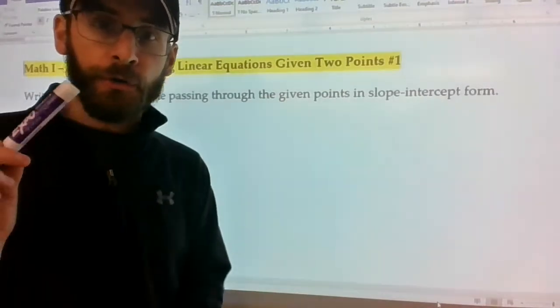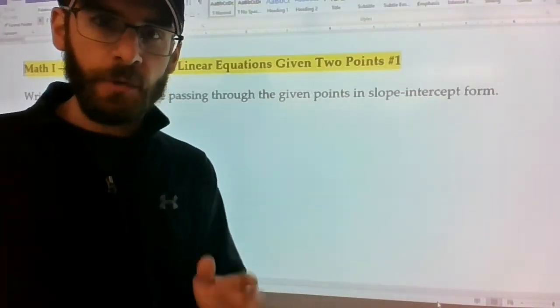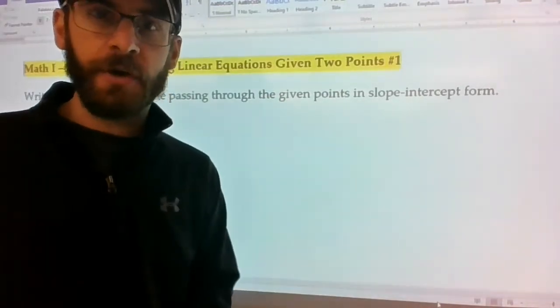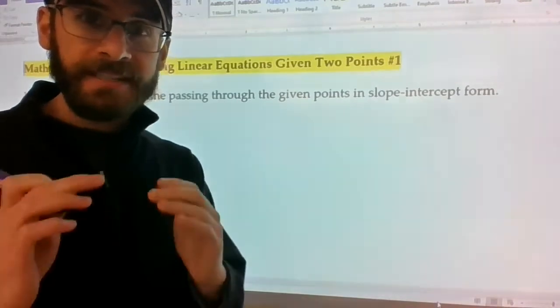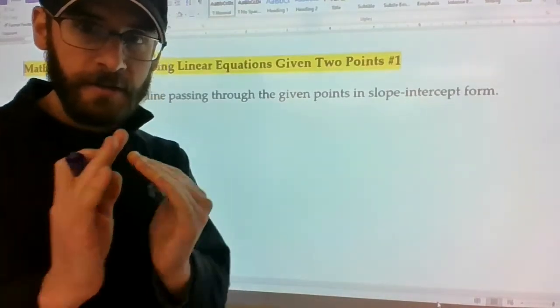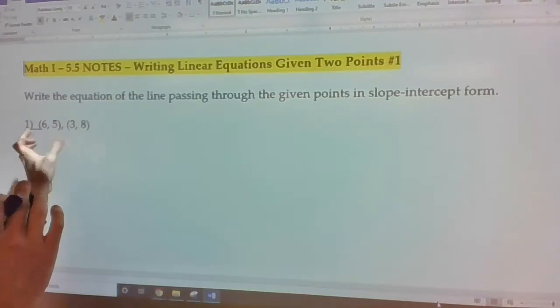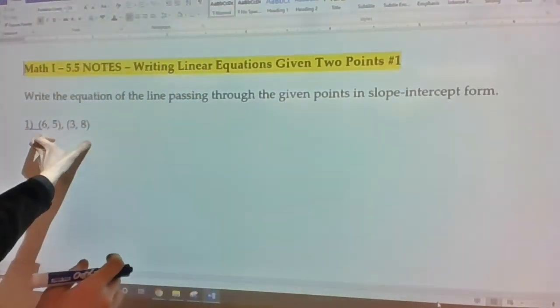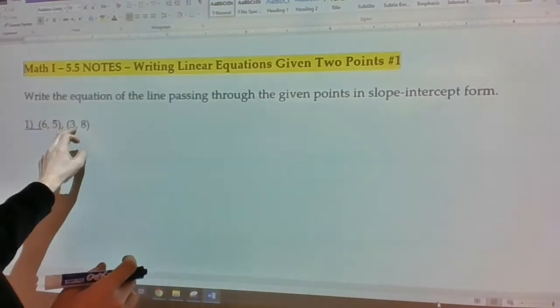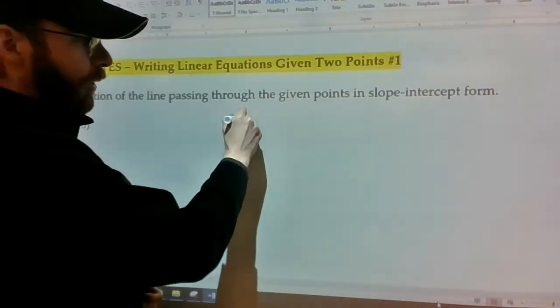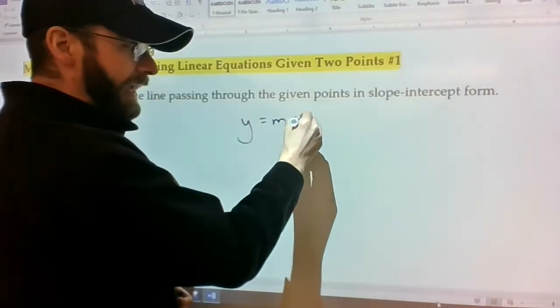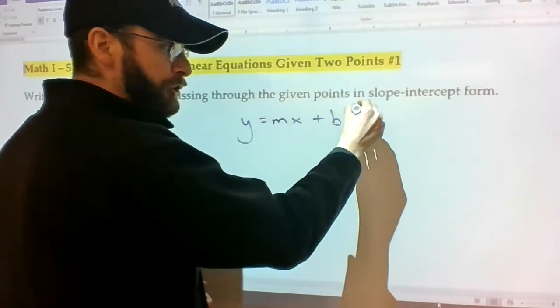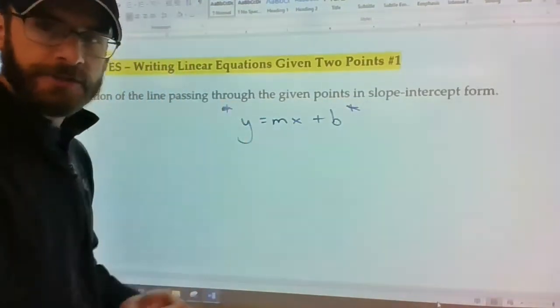We're no longer graphing linear equations. I gave you a whole series of those lessons. Today we're going to be writing the actual equation. I'm only going to give you 2 points on a line, and your job is to figure out what the y equals mx plus b version of that line is.